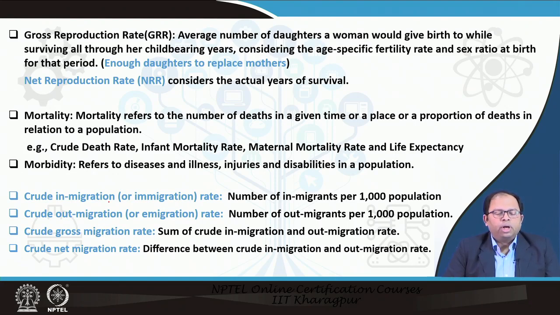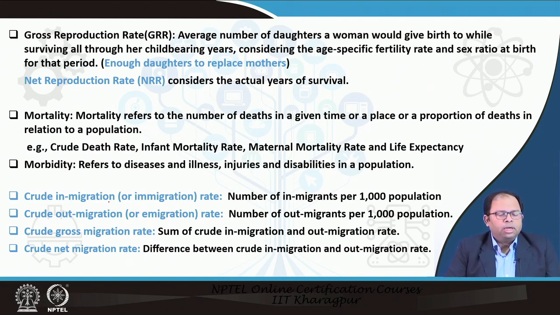Whereas in net reproduction rate, we only consider the actual years of a woman's survival, because the mortality rates in different age groups are different. Not all women will survive throughout this particular time period, that is from 15 to 45 years.